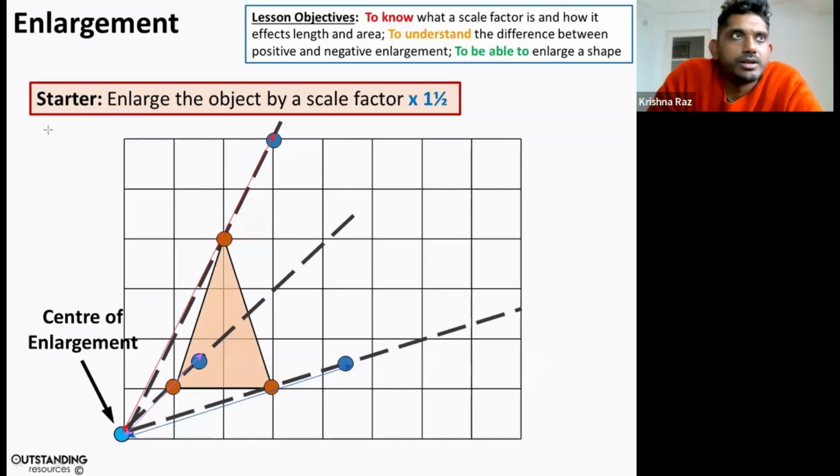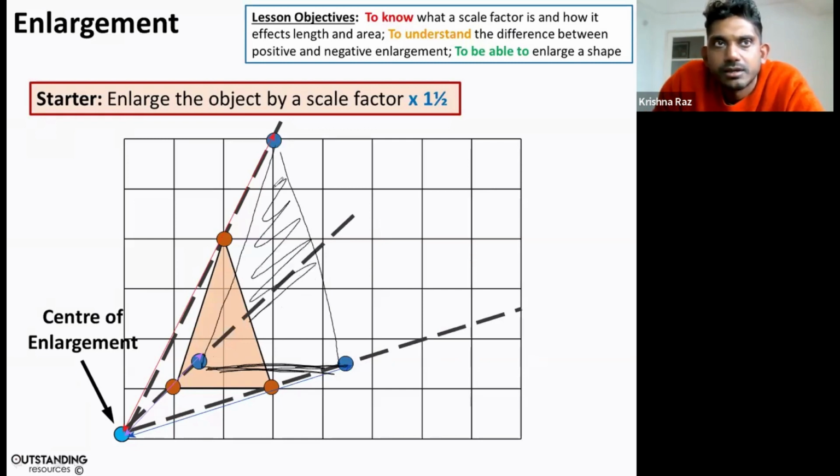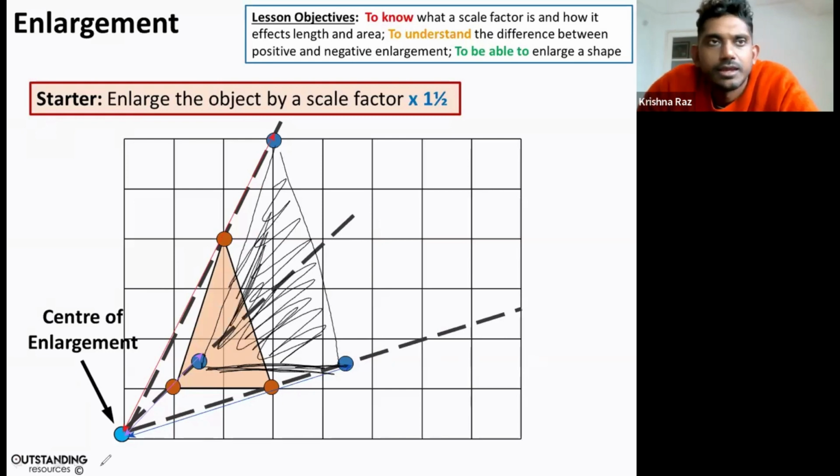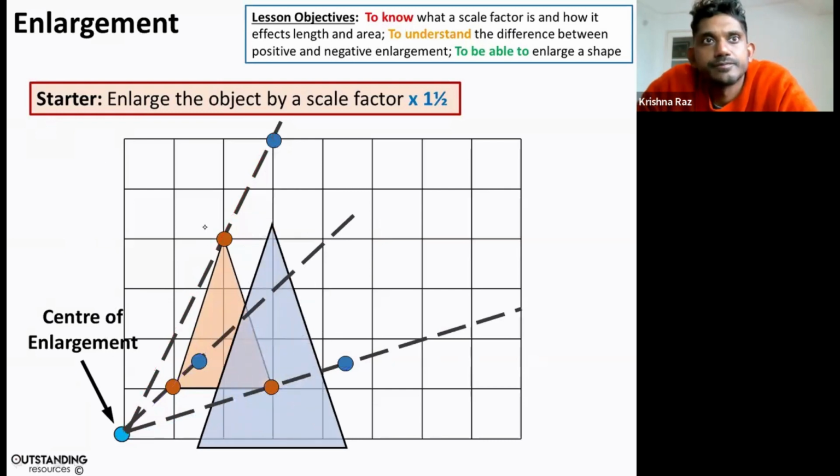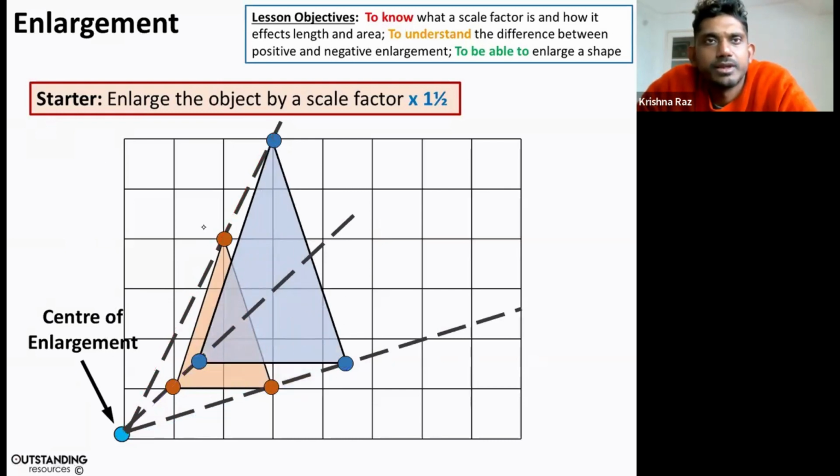If we join the points together, then we see our answer is 1.5 times the original. So we've done positive scale factors, which simply make the shape bigger. A scale factor that is more than 0 and less than 1 will make the shape smaller. And if we have a negative scale factor, the shape will go upside down.